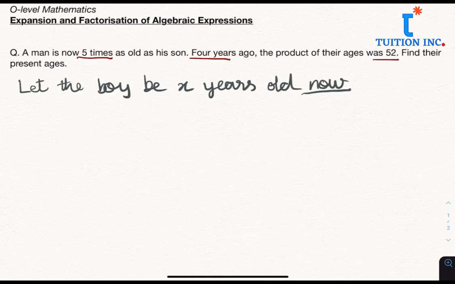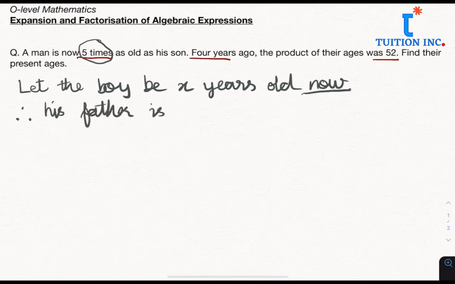So if x is the present age of the son, then what will be the father's age? As the question says that the man is 5 times as old as his son, so the father must be 5x. These 3 dots that I have drawn are the symbol which refers to therefore. So therefore his father is 5x years old.